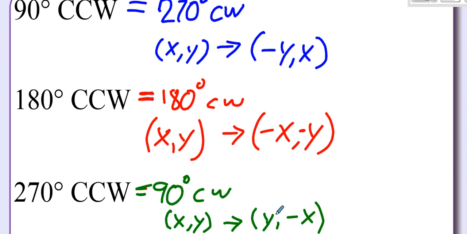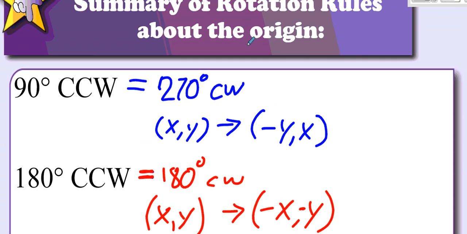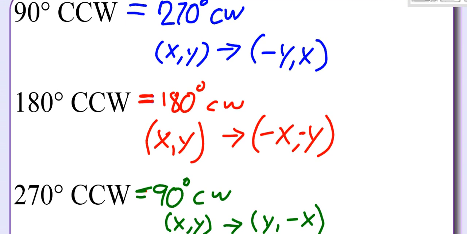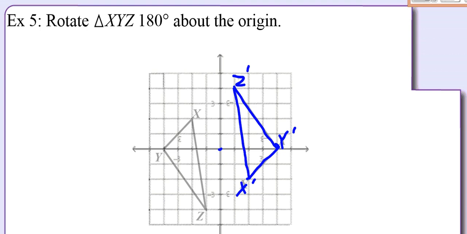So you can check this out with any of them that rotate around the origin. This is all about the origin. If it's not about the origin, there's not really a rule for it. Or at least it's much more complicated. So just as a demonstration, we'll go back to this example real quick. 180 degrees about the origin, that means we can use the rule. So let's just check some of these points, like Y.